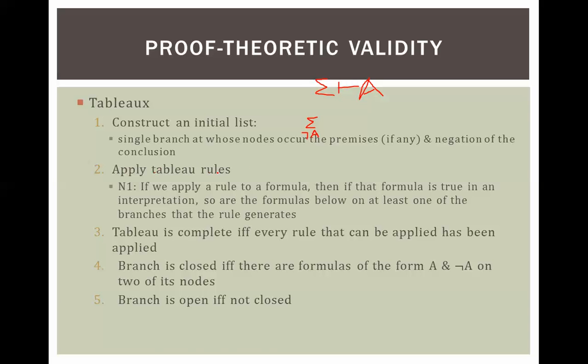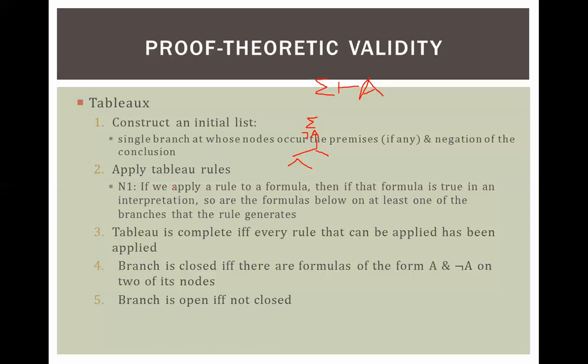Then you apply the Tableau rules, which I haven't shown you yet. That's coming up. The Tableau rules will tell you how to change these, right? And that will cause all the branching out, all those weird looking things like that. This is N1, which means note 1.